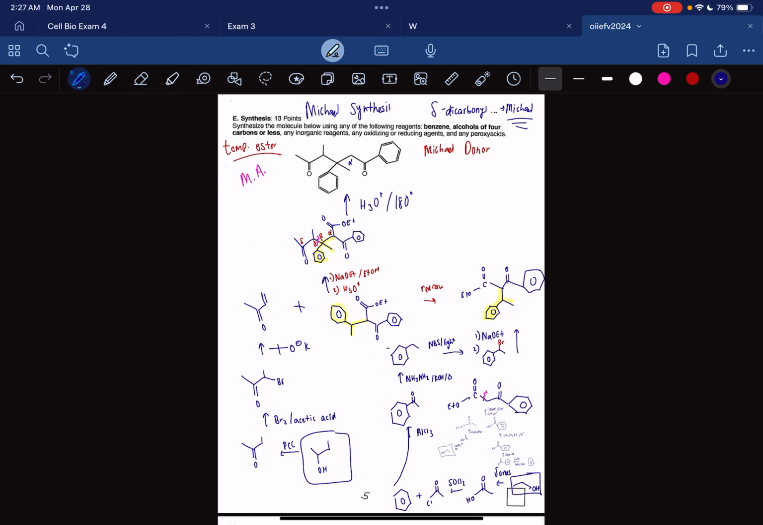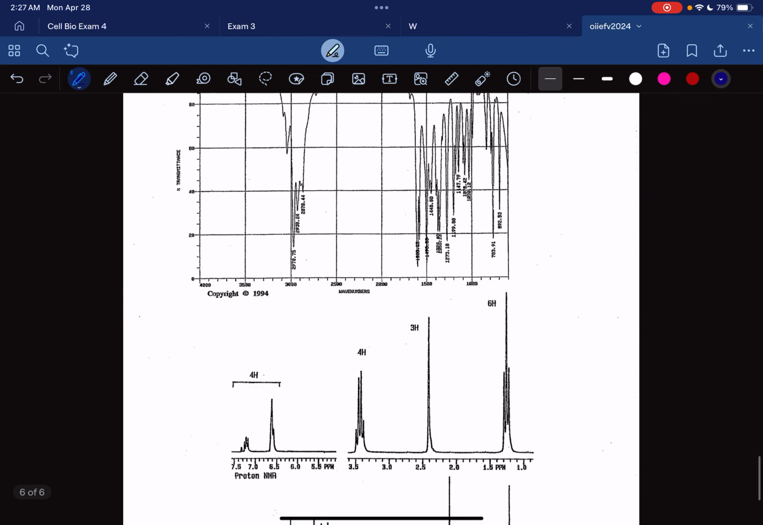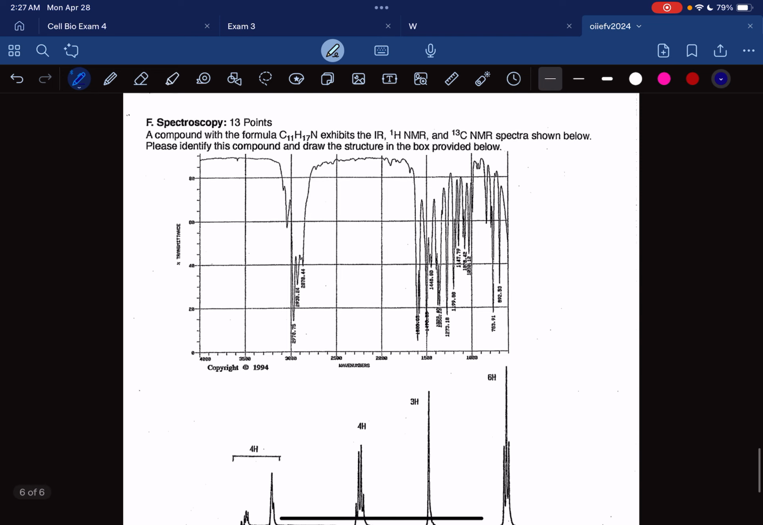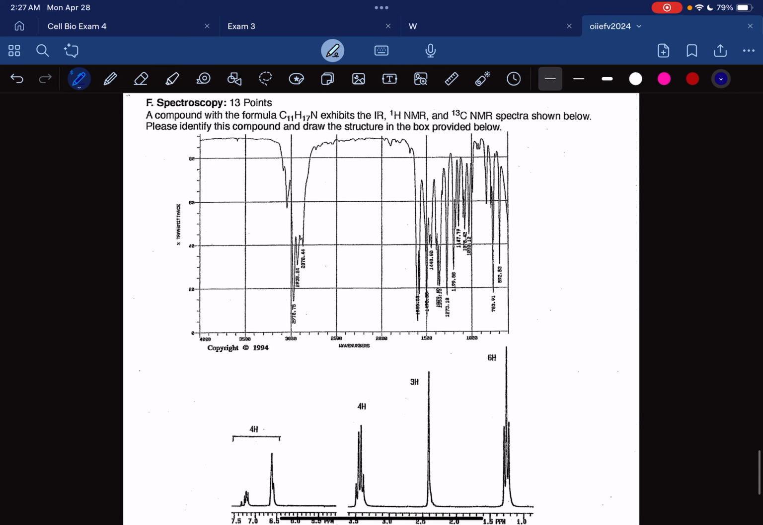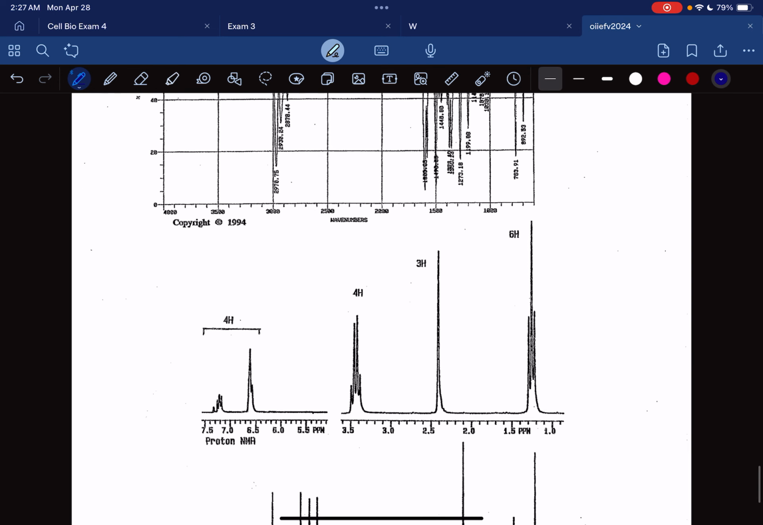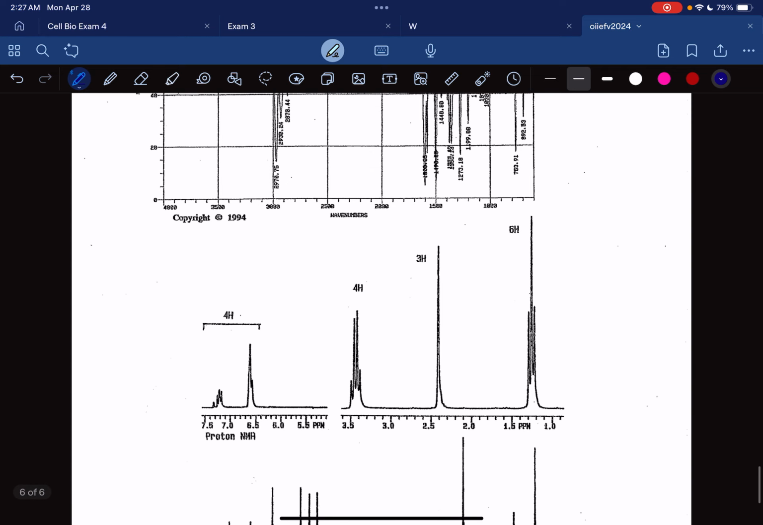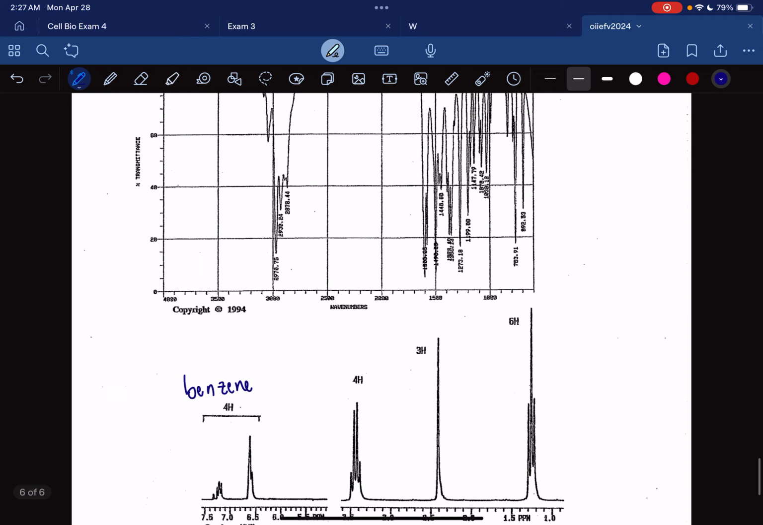And then for the last part, which is the spectroscopy, let's go through this real quick and see what's going on. So inside of our spectroscopy, the biggest thing to look out for is obviously the proton NMR. So off the bat, let's see what we have. In the 6.5 to 7.5 range, we have a 4H. So this is like the benzene range, but you can't know for sure.